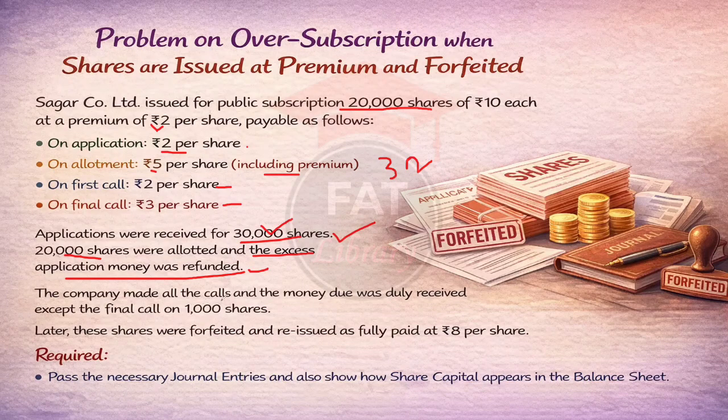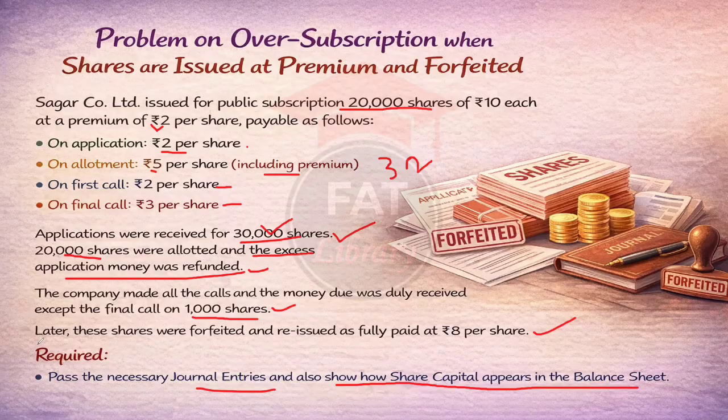The company made all the calls and the money due was duly received except the final call on 1,000 shares. So this is for calls in arrears. They are not receiving it only for 1,000 shares. Later, these shares were forfeited and reissued as fully paid shares at 8 rupee per share. See, this is a transaction for forfeiture and reissue of shares. Pass the necessary journal entries and also show how share capital appears in the balance sheet.